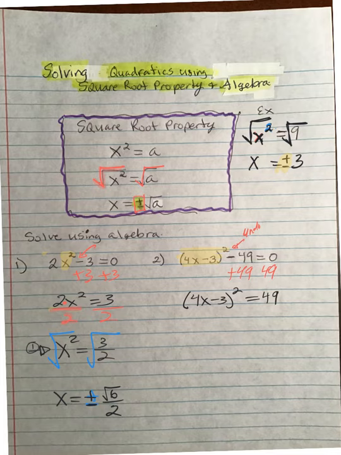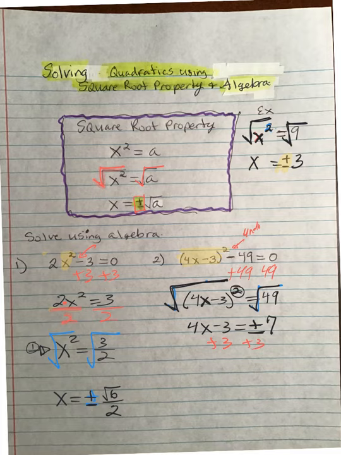And now that we don't have anything outside the function, right, then we can undo squaring by taking the square root of both sides. And remember, when you take the square root, squaring and square rooting undo each other. So that leaves me just the 4x minus 3. And we have to put plus and minus. So the square root of 49 is 7, but because we took the square root and we were undoing a variable that was being squared, we have to have that plus and minus. That's what the square root property says. Then we're going to add 3 to both sides.